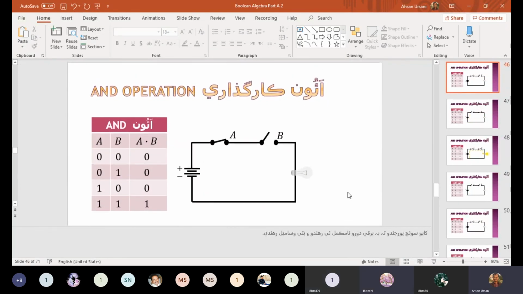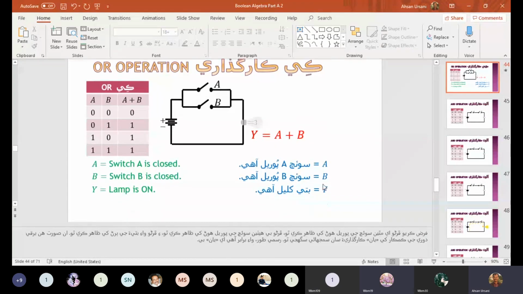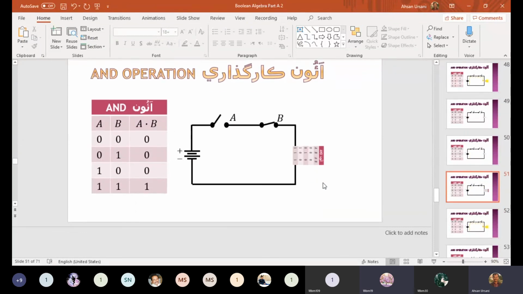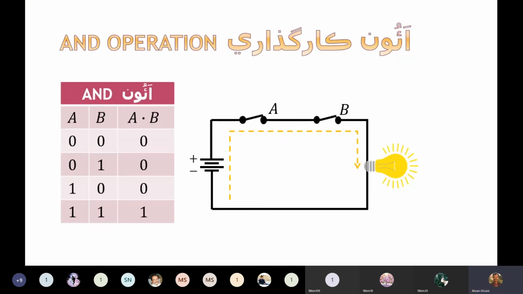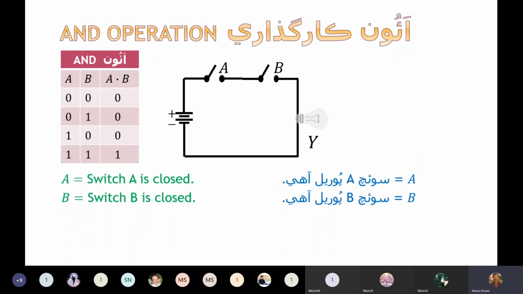So dot product. No, you should not be saying A dot B. It will be A and B. So when both are closed, lamp is on. A represents switch A is closed, B represents switch B is closed, Y represents lamp is on. Then the relationship is Y is equal to A and B.